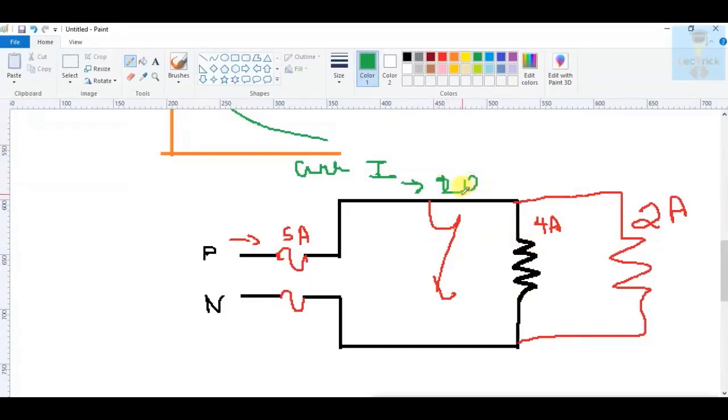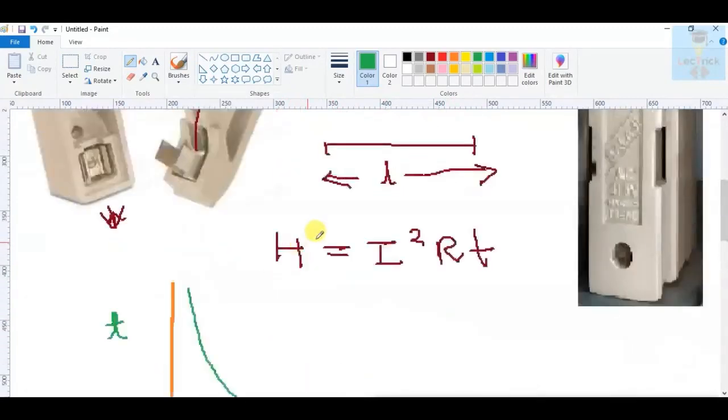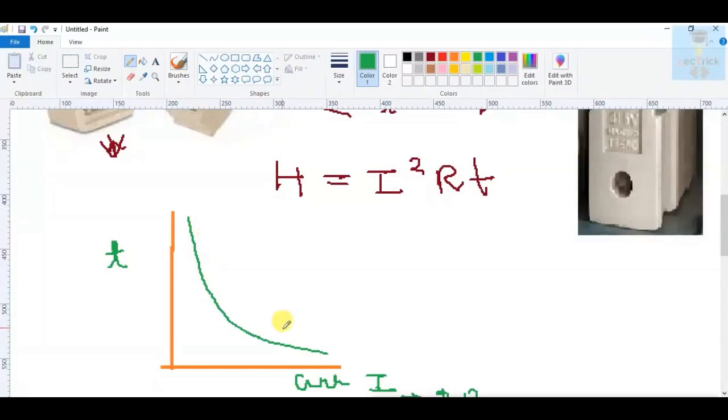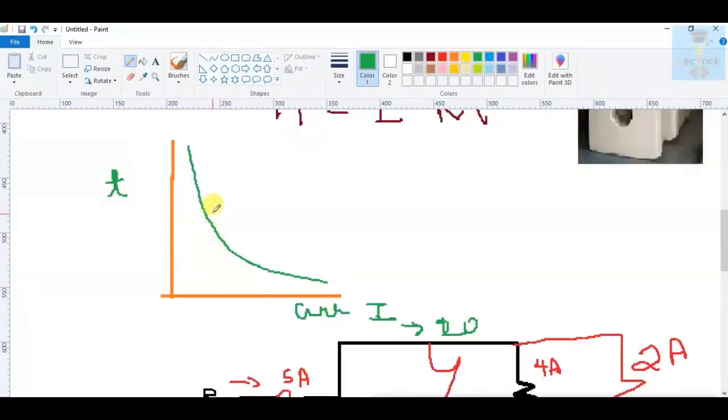So the current increases again, and during that time the heat energy H produced is high, so the time of operation will be very short. It is inversely proportional. That means when the current is high, the time of operation will be low.